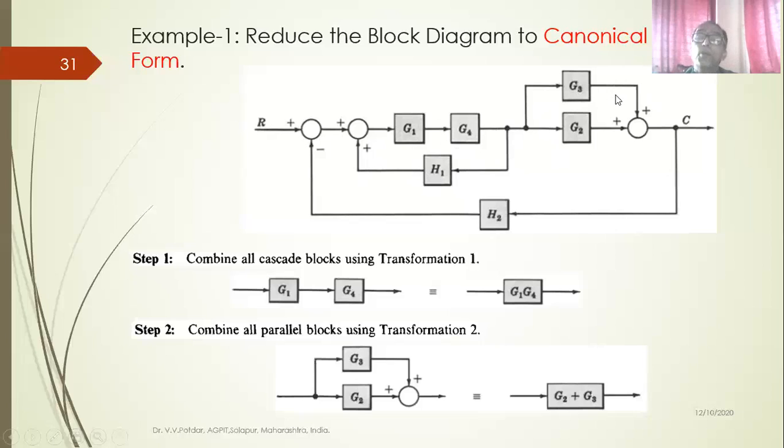Here also we have a loop, but both are having the same direction. This cannot be called a feedback loop. In a feedback loop, the directions of signals are different. Forward is this direction, and feedback is this direction. Here both are forward paths, so these are parallel paths. This is not a feedback path. Okay, so next step.